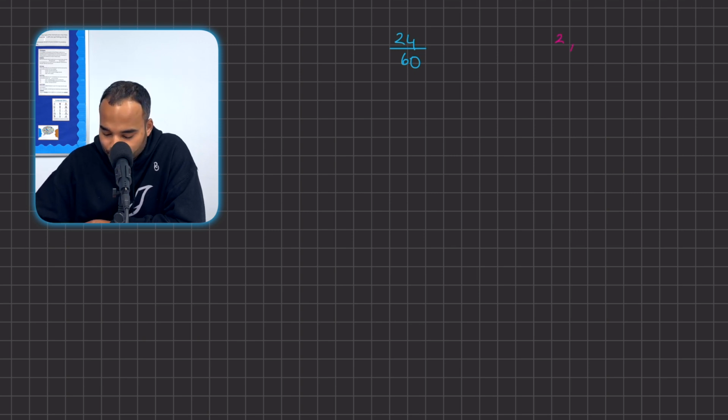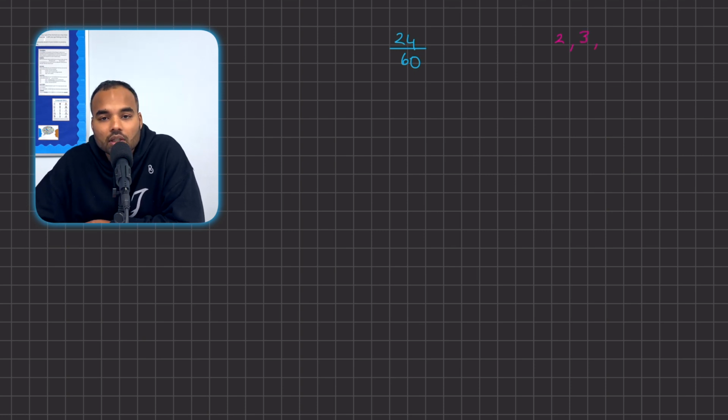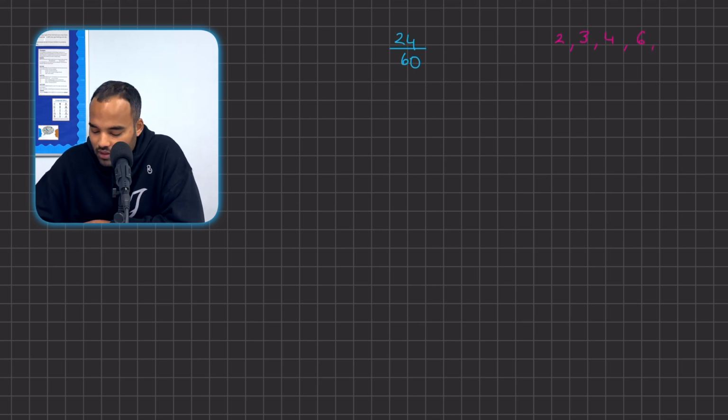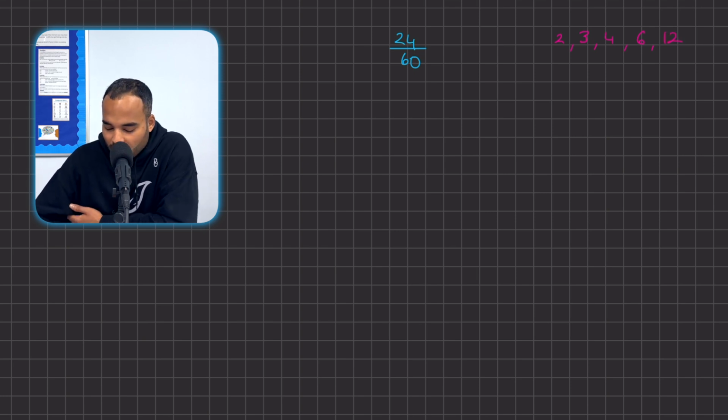So 2 does. 3 goes into both 24 and 60. I'm going to write that down. 4 also goes into 24 and 60. I'll write that down too. As does 6. As does 12. These are all of your factors.